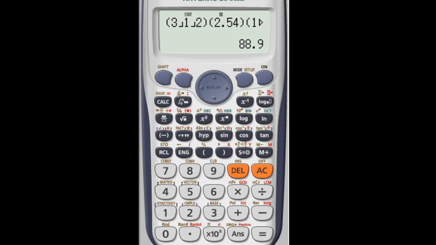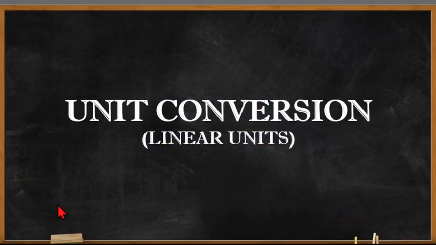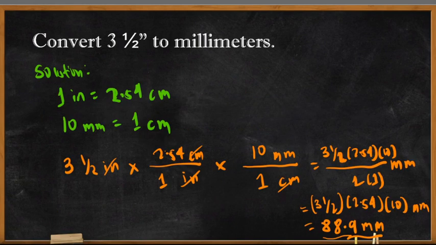Okay, so I believe that will be all for this video. It looks like I have not shown you the solution. Sorry for that. So let's just go back. That is 3.5 times 2.54 times 10, then the answer will be 88.9 millimeters. I believe this was covered up by the screen of our calculator. Sorry for that, but the answer for this one is 88.9 millimeters. You just input this one in the calculator as shown earlier. Okay, so I believe that will be all for this discussion.